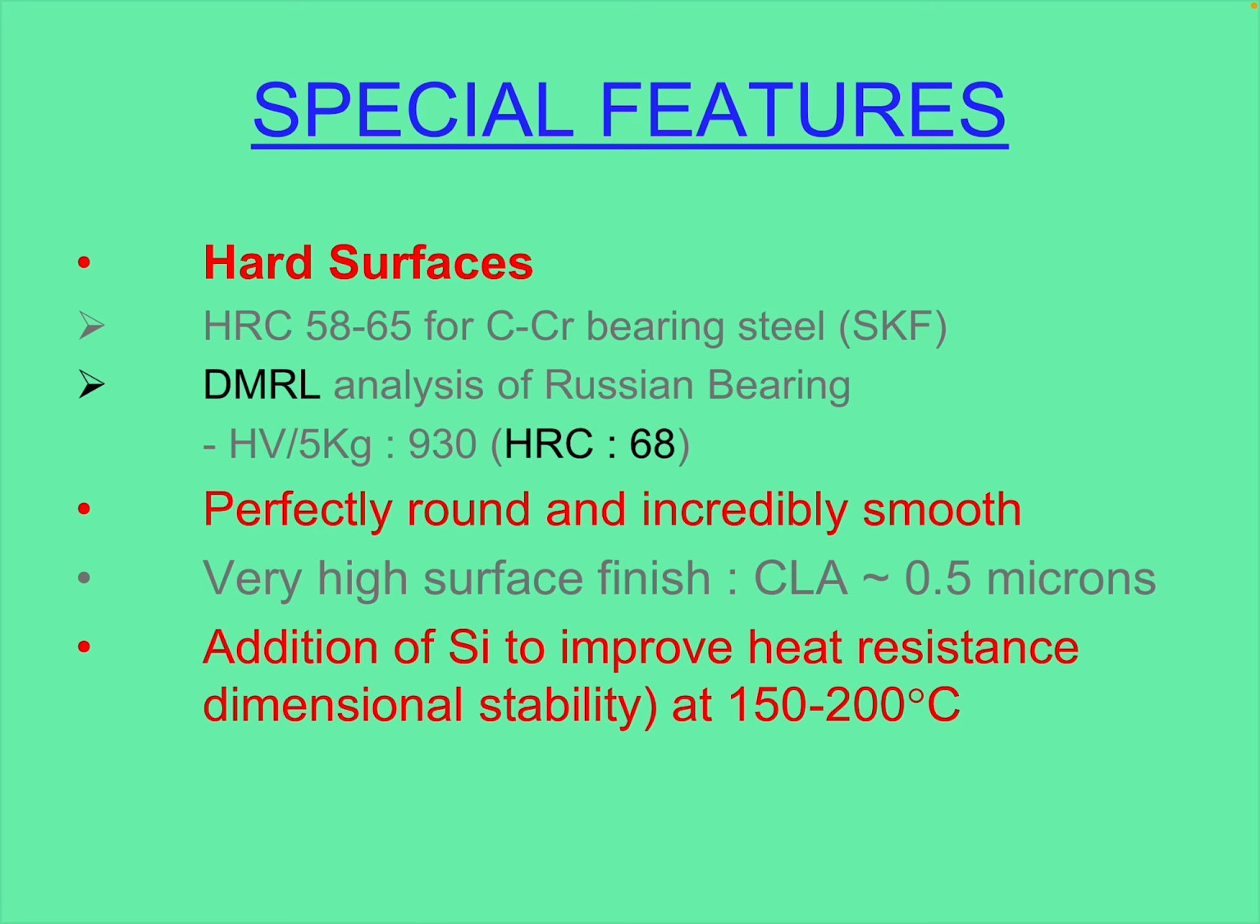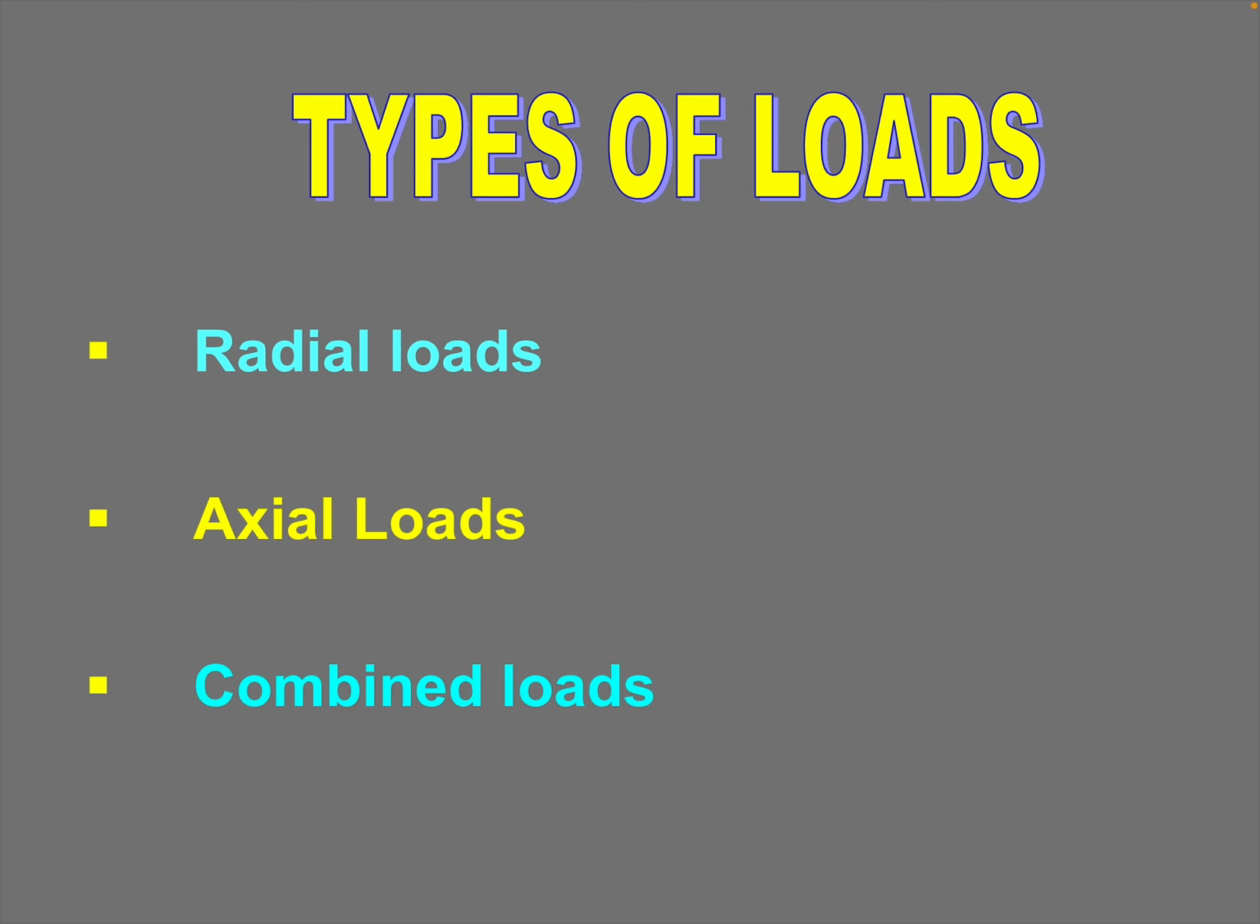Special fatigue-resistant hard surface, HRC 58 to 65 for the chromium bearing steel from SKF. Russian bearing analysis: HV 5 kg, 930, HRC 58. Perfectly round, incredibly smooth, very high surface finish, Ra 0.05 micrometers, additionally improving hardness resilience and dimensional stability for 150 to 200 degrees Celsius.